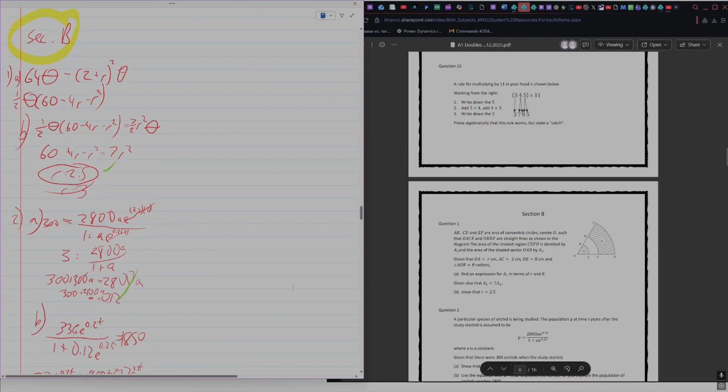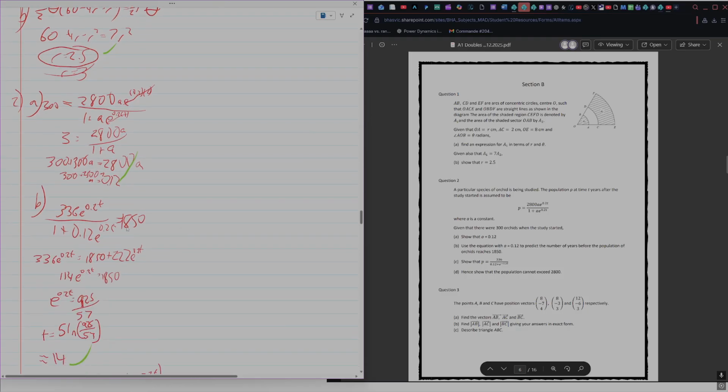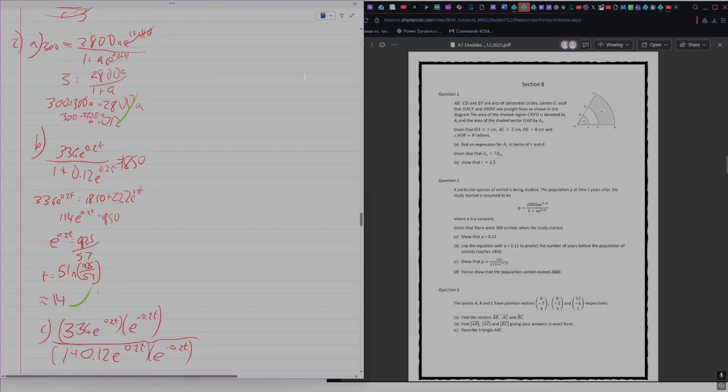Right, next question. They always love doing this, where at the start of any model question, they give you some constant you have to find. They give you a model in terms of time. They say when this model begins, there's 300 orchids, like when the study started, and you just have to infer that means when t equals 0. And then when you substitute t, you can find the value quite easily. Then for part B, use that equation to show how many years until it reaches 1850. So you just set it equal to 1850, solve, and it'll give you like 13.8 or something, which is 14 years.